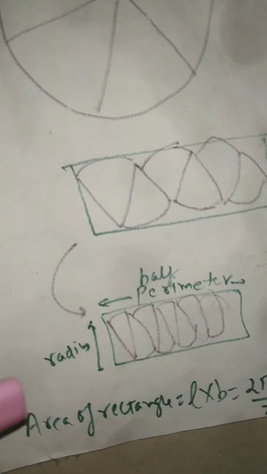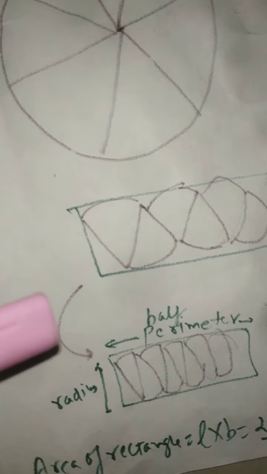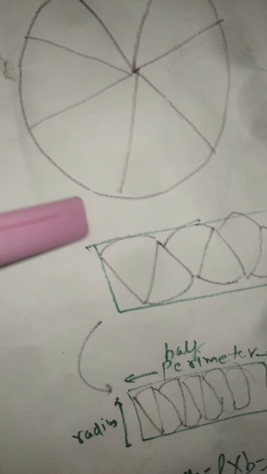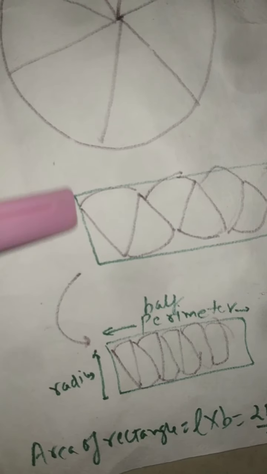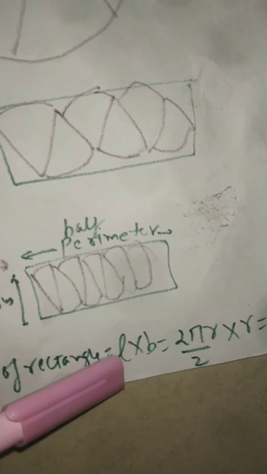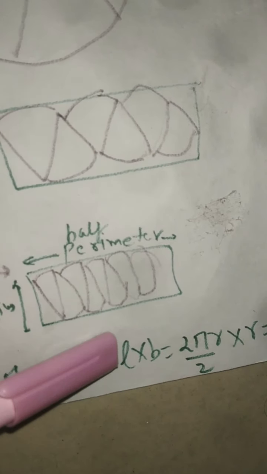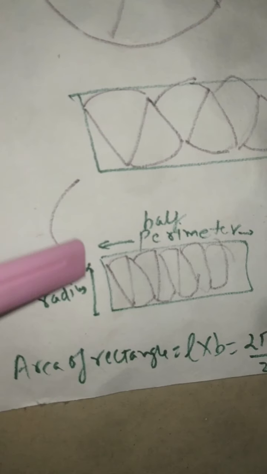And what about the length? The length would be half of the perimeter of the circle. Since we know the perimeter of the circle is 2 pi r, the area of the rectangle would be length into breadth. So the length is half of 2 pi r, or half of the perimeter of the circle, into the breadth, which is the radius. So the area would come out to be pi r square, and here we go.